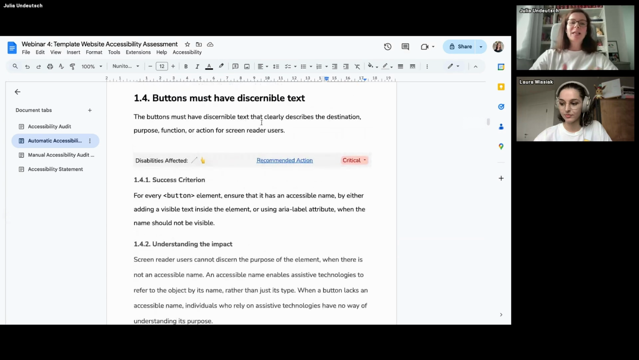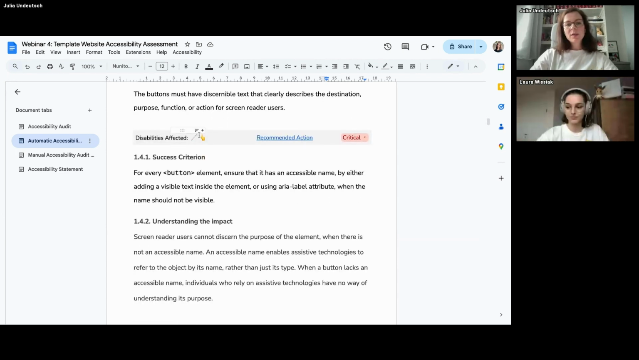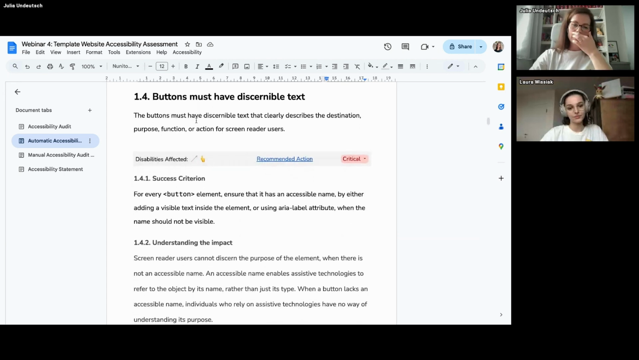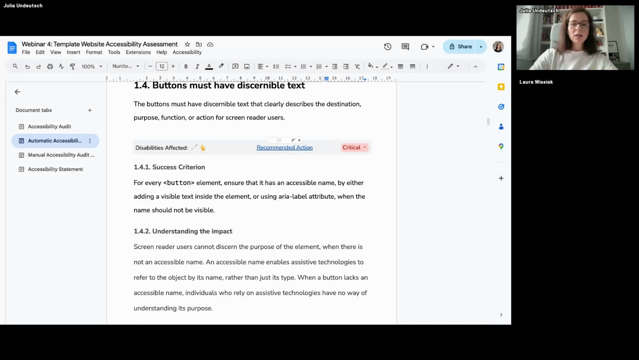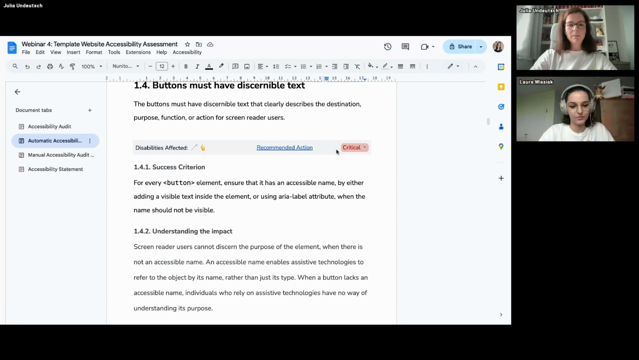And then I started to explain the specific issue, like if the button must have discernible text, what is the problem, why is it a problem, which disabilities are affected, like blind users, and what is the recommended action, which actually links to the Deque University, because as we know from our previous sessions, they have very detailed explanations about every issue.